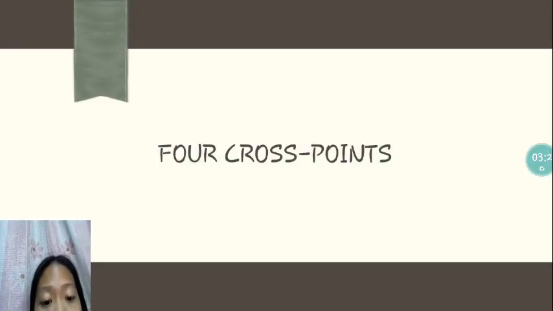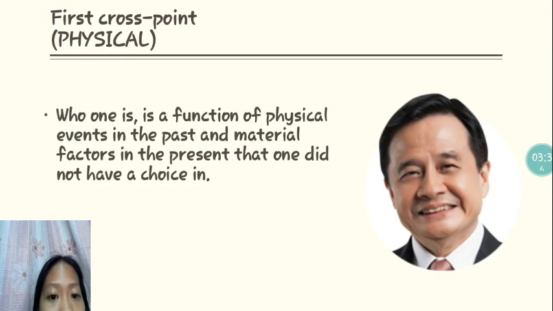Reyes identifies four crosspoints. Firstly, the physical. Who one is is a function of physical events in the past and material factors in the present that one did not have a choice in. So, we are a member of the species Homo sapiens and therefore possess the capacities and limitations endemic to human beings everywhere. We inherited the genetic material of both our biological parents.